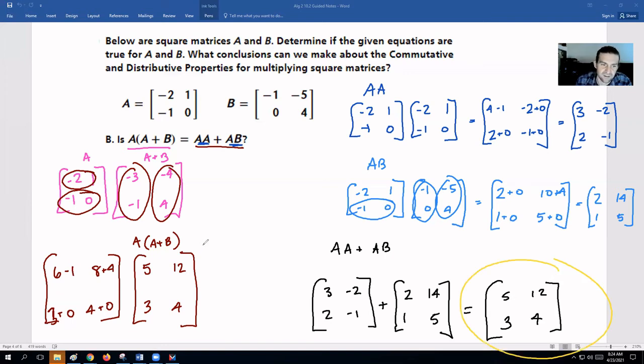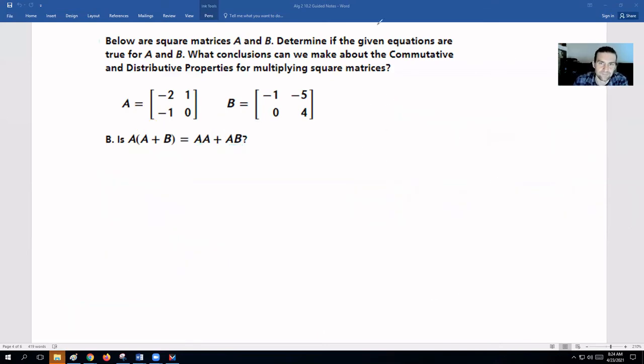The matrix A here is the same as that matrix there. So the one thing that works, which is weird, is that the distributive property works. Like the commutative property, A times B is not the same thing as B times A, but we can distribute matrices and that property would work.